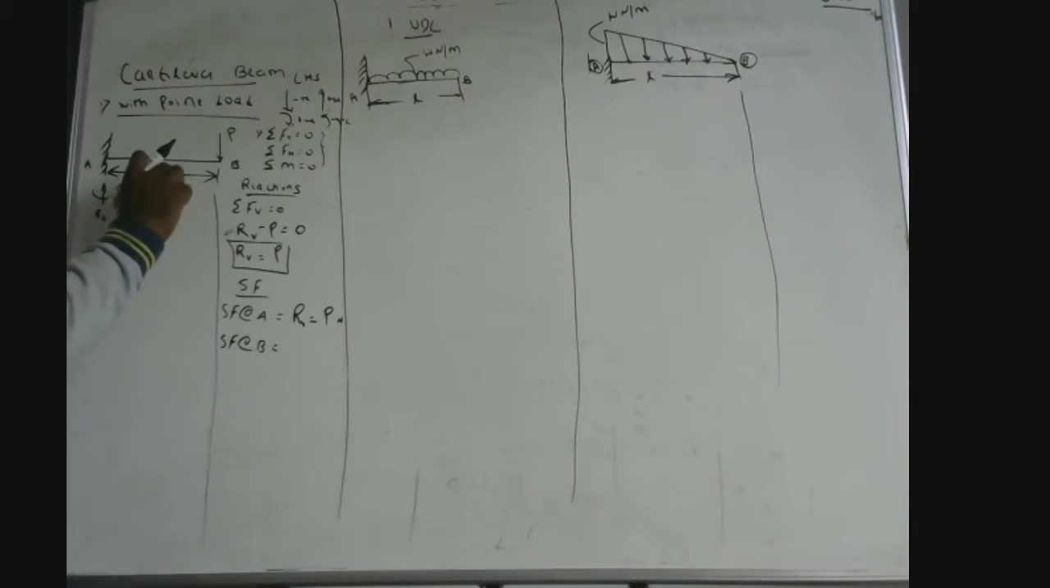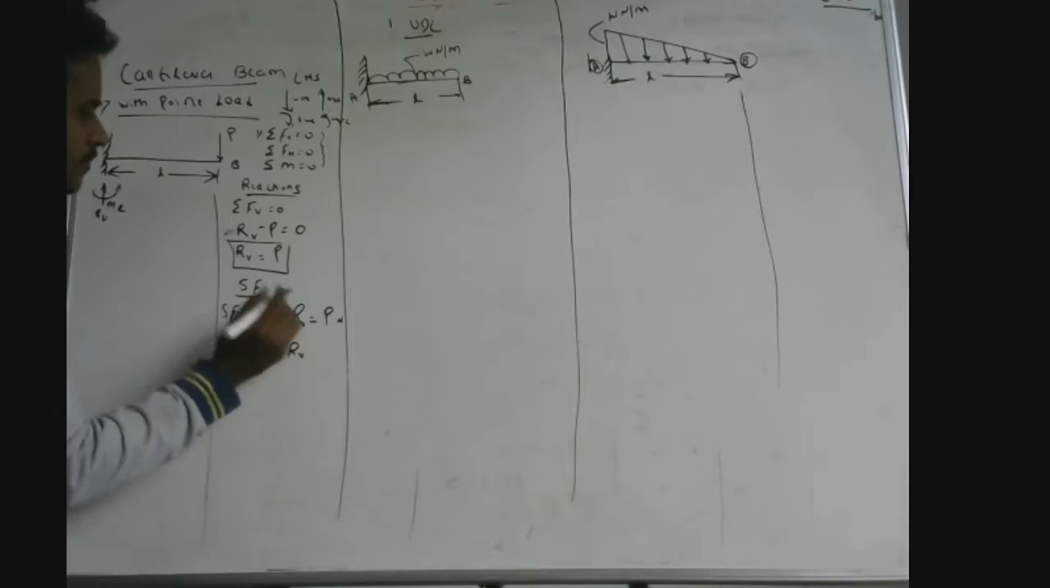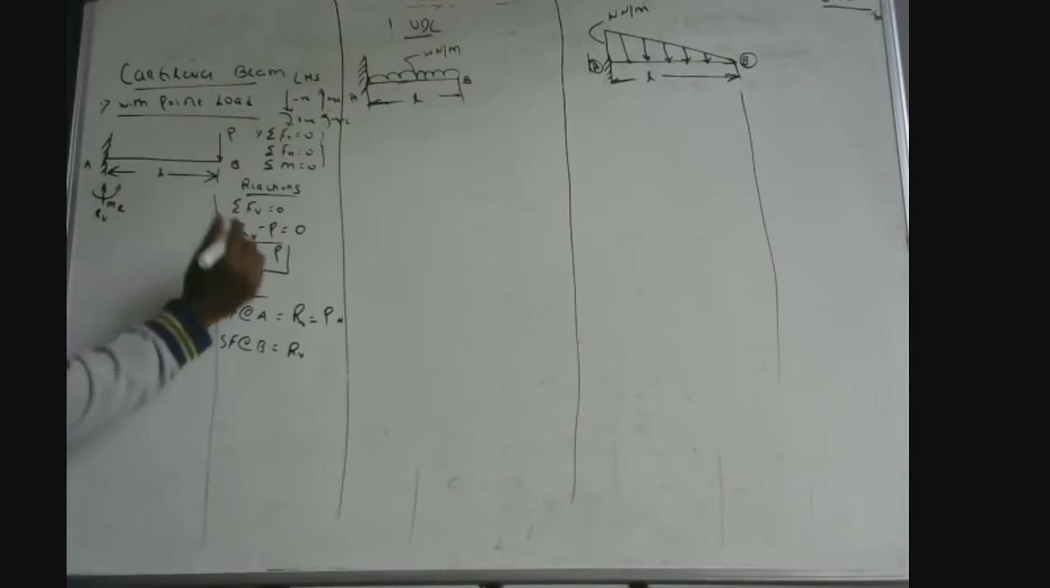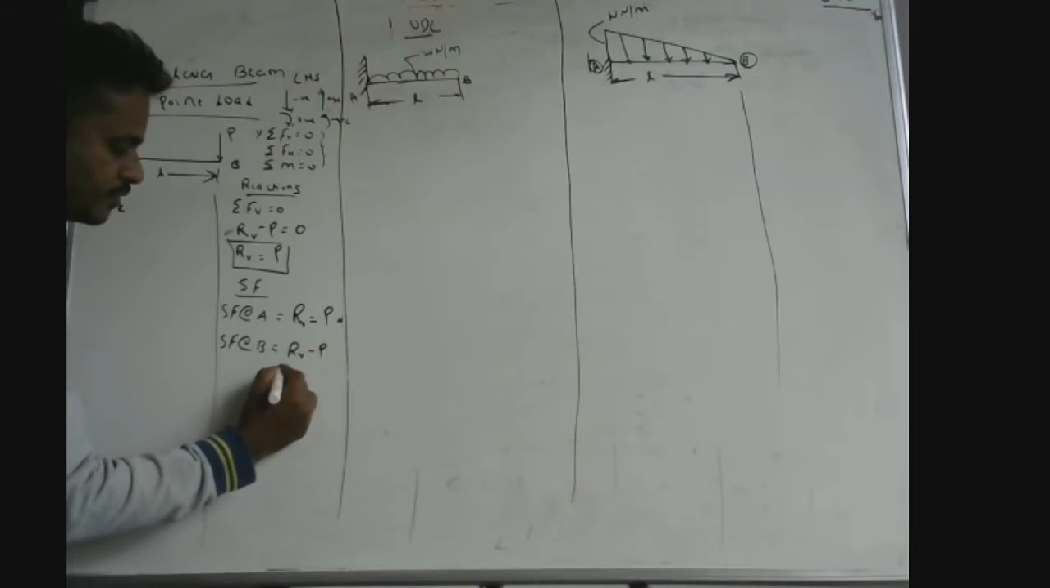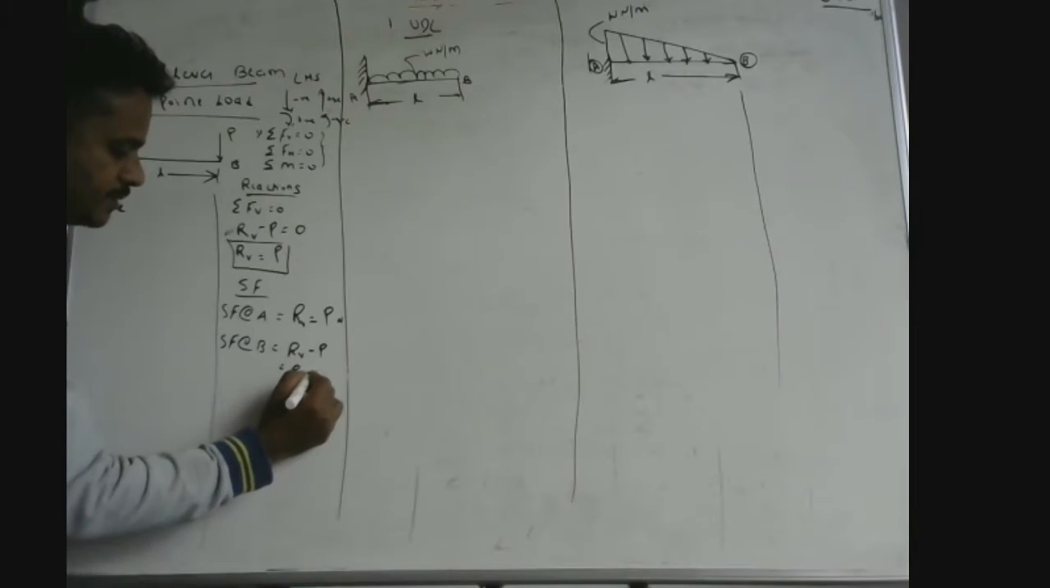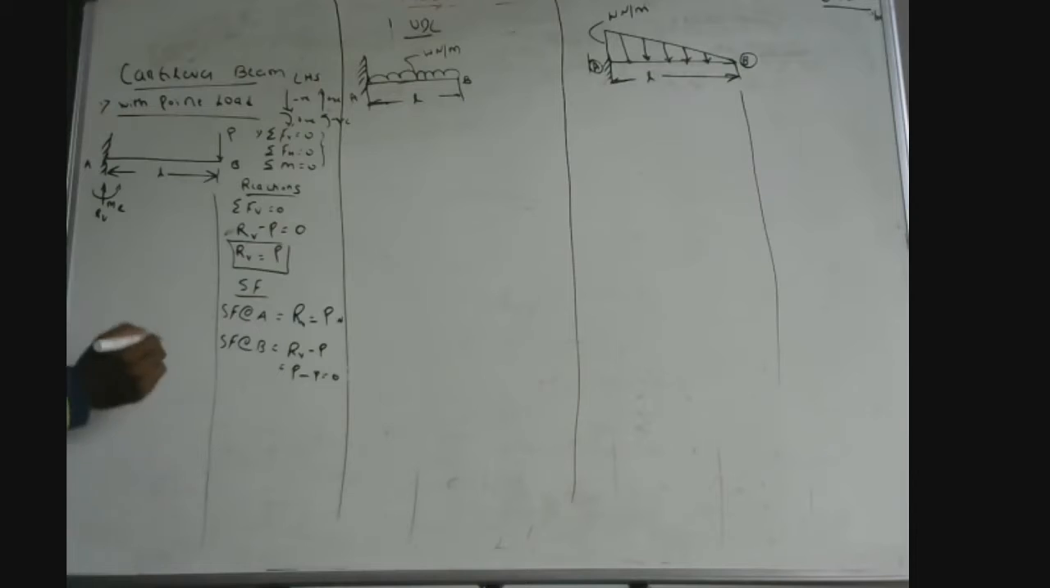Shear force at B is the summation of the left hand forces. One is RV upward, and here there is one more downward force, that is minus. Therefore, RV is plus P minus P, equal to 0. So we got the shear force at these two points. Therefore, we can draw the shear force diagram now.